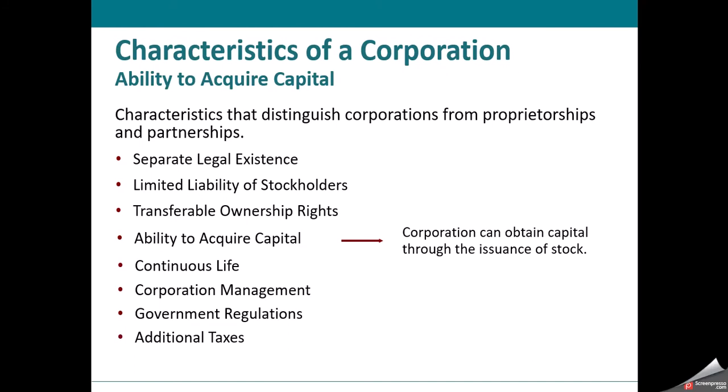Then the next one is the ability to acquire capital. So again, companies are looking for ways to finance their growth, or if they want to expand and get bigger. So they could borrow money, or they can issue shares of stock. And that's what this whole chapter is going to talk about. So we've already talked about bonds, which is a way that they borrow money from investors. They could have loans that they borrow money from banks.